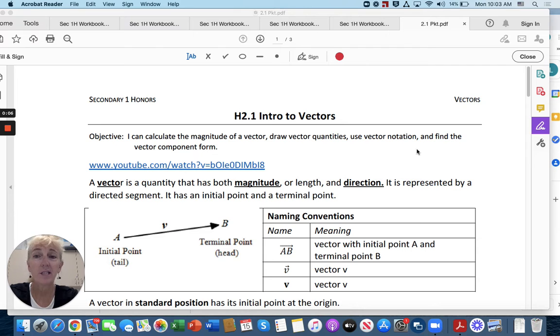Our objective for the day is: I can calculate the magnitude of a vector, draw vector quantities, use vector notation, and find the vector component form. Not sure we'll do every single one of those, but we'll get to most of them, okay?